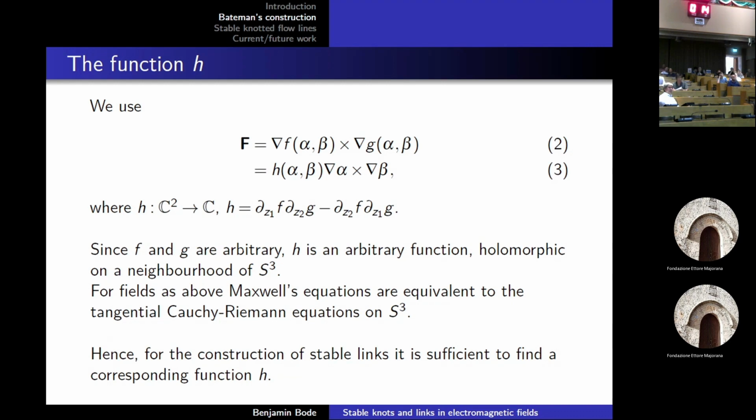So if you write it like this, there's a very interesting relation. You can prove very easily that Maxwell's equations for fields like this are equivalent to the tangential Cauchy-Riemann equations on S3 for the function H, which just means that this really is a holomorphic function. Okay, writing this field in this form means that you have reduced the question of how to construct stable links to the question of how can you find a holomorphic function H such that the corresponding electromagnetic field has these knotted field lines.